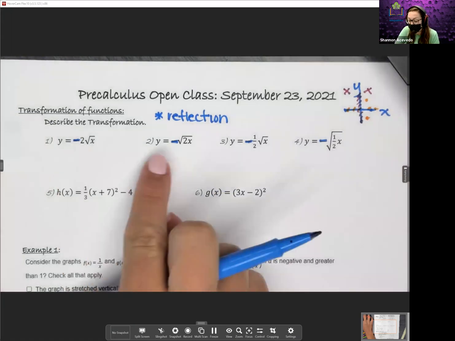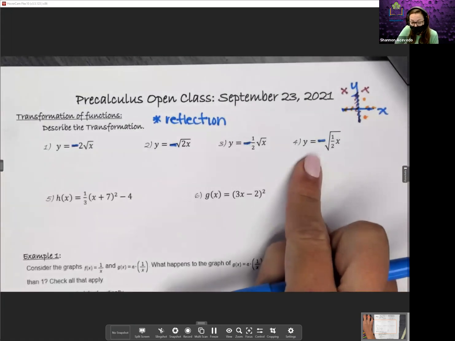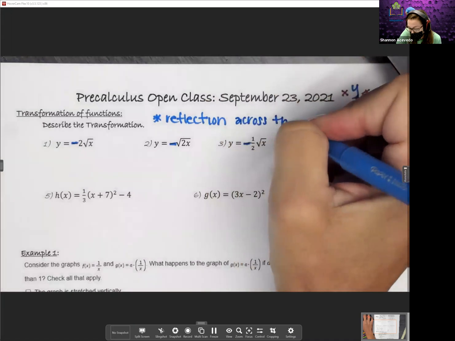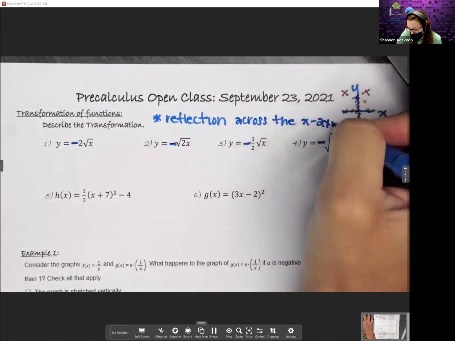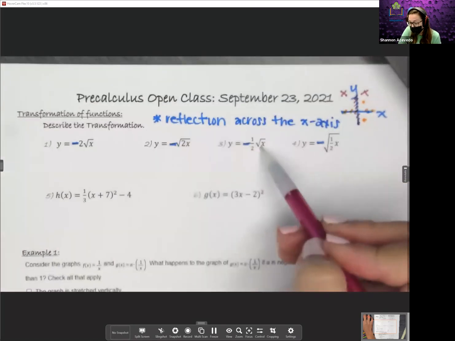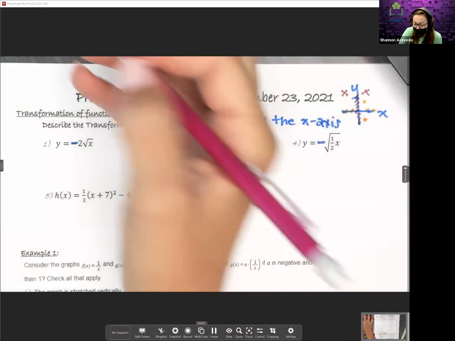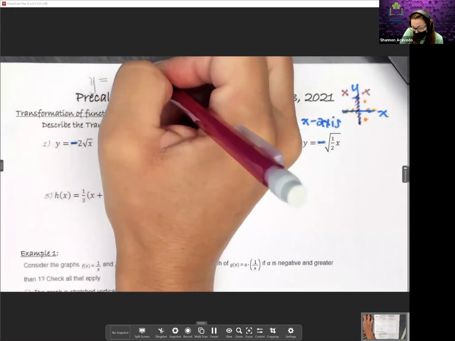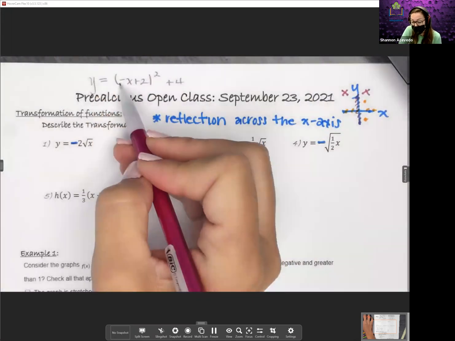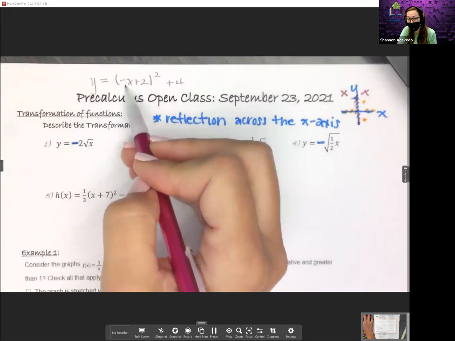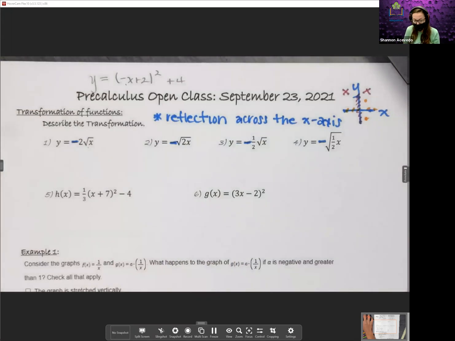Now, when this negative is out in front, then we say it's a reflection across the x-axis. If it was inside the square root, then that would be across the y-axis. Or if I had some type of quadratic like y is equal to negative x plus 2 quantity squared, plus 4, whatever it is, see how the negative is inside the squared or inside the cube. If it's inside the radical, that's all going to be a reflection across your y-axis. So notice the differences there.